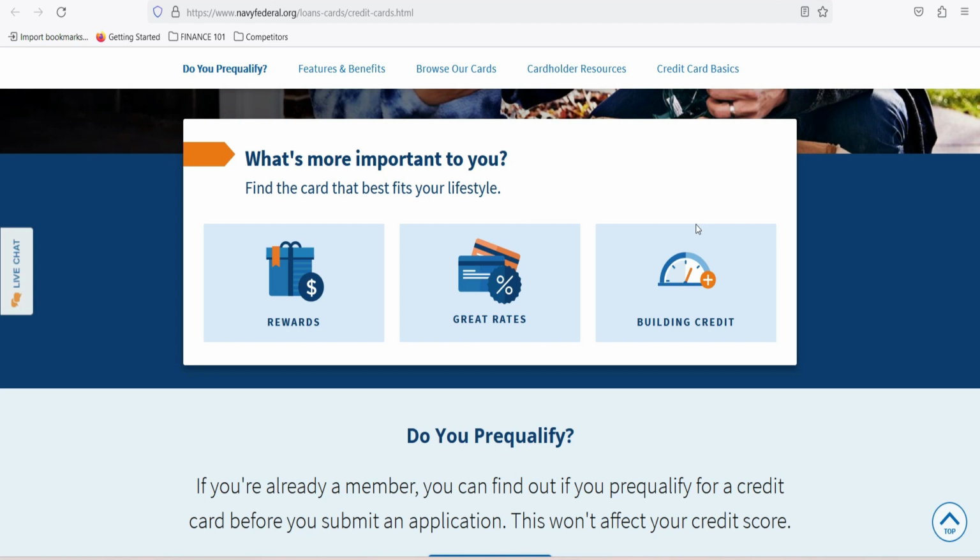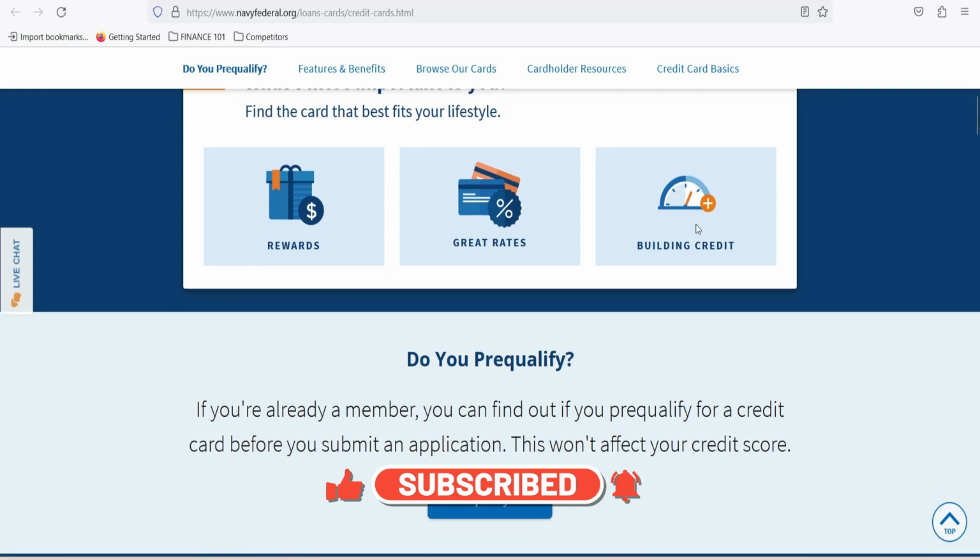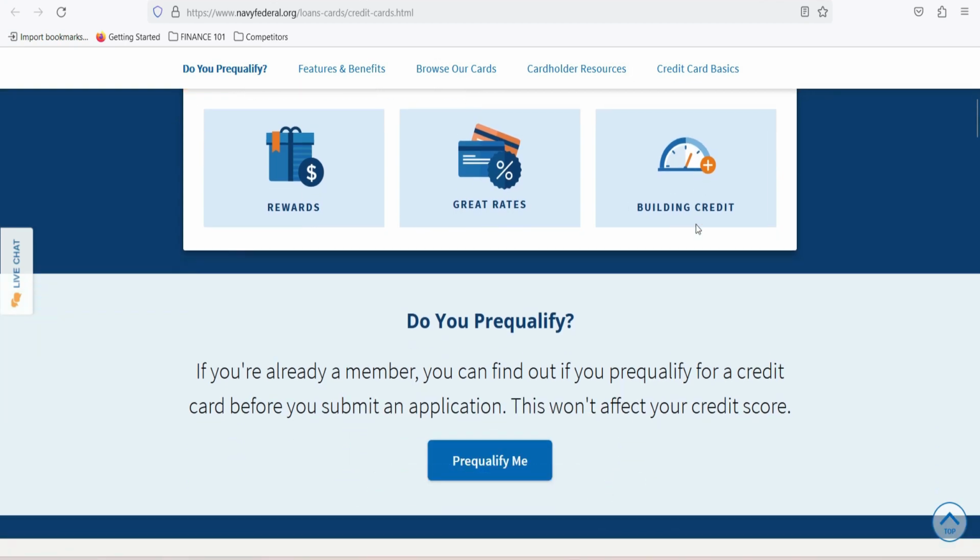Military-focused benefits. Navy Federal Credit Union caters specifically to military members, offering perks such as SCRA, Service Members Civil Relief Act, benefits, and special offers for service members. Variety of card options. NFCU provides a variety of credit card options, including cashback rewards, travel rewards, and low-rate cards.